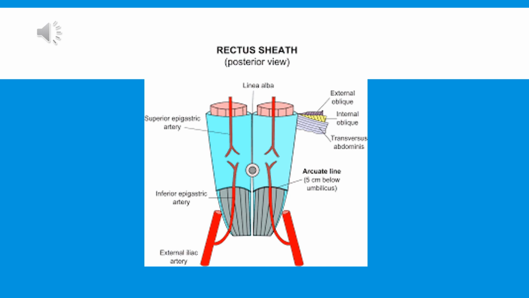The superior epigastric artery enters the rectus sheath by passing between the costal and the xiphoid origin of the diaphragm. The superior epigastric artery is a branch of the internal thoracic artery. It supplies the rectus abdominis muscle and anastomoses with the inferior epigastric artery. The inferior epigastric artery is a branch of the external iliac artery. It enters the rectus sheath by passing in front of the arcuate line.